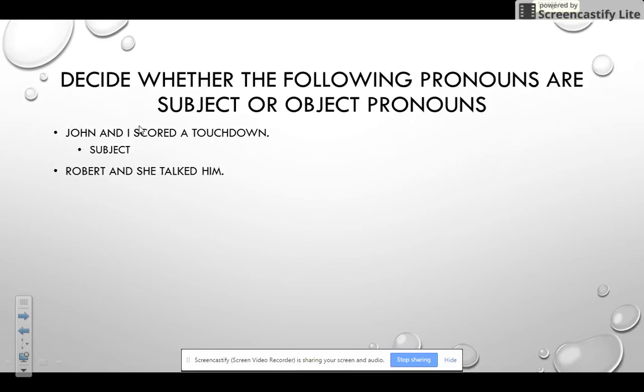Robert and she talked to him. Let's focus on she for this one. I know him is a pronoun too, but we're going to take a look at she. She is before talked. Talked is our verb. So she is a subject pronoun.